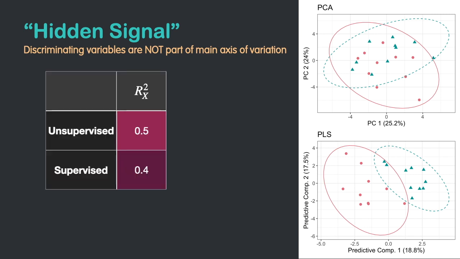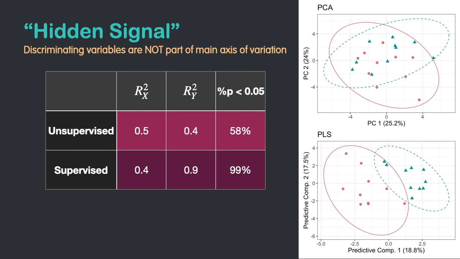R squared x was similar and a bit lower. R squared y here was very different. So on average, the supervised approach still had an R squared y of about 0.9, which was much higher than the average for the unsupervised approach. And in only about 60% of the data sets did PCA, followed by logistic regression, find a significant difference between those two groups, whereas with PLS, it found it nearly 100% of the time. So that supervised approach is not really sensitive to the main axis of variation. It doesn't really care about that.